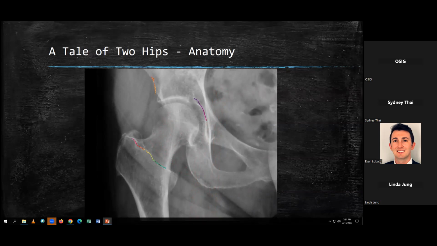Anyone want to tell me what envelops joints in our body? Is that a concept that makes sense? The capsule. There's always soft tissue that covers our joints. Over our knee there's a capsule, at the ankle there's a capsule, and over the hip as well there's a capsule.